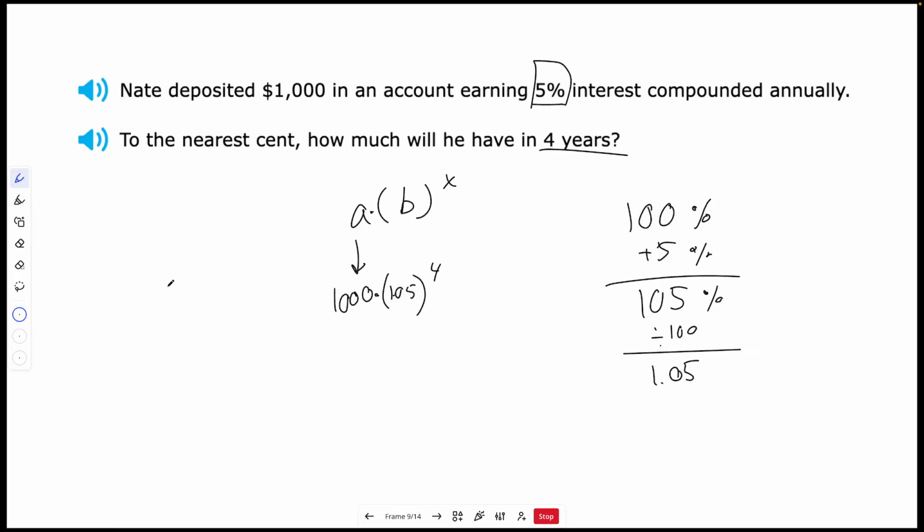And now, if we type that into a calculator, we get 1215.50625, and then it said round to the nearest cent. So cent would be the hundredths position. So our final answer would be $1,215.51.